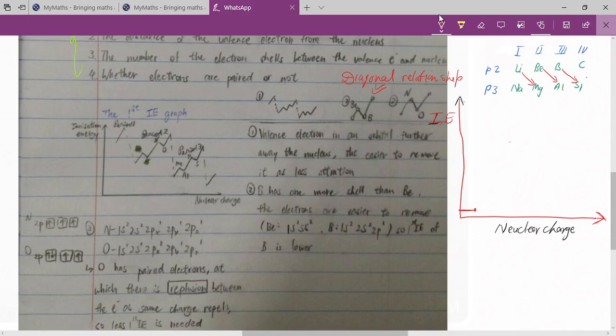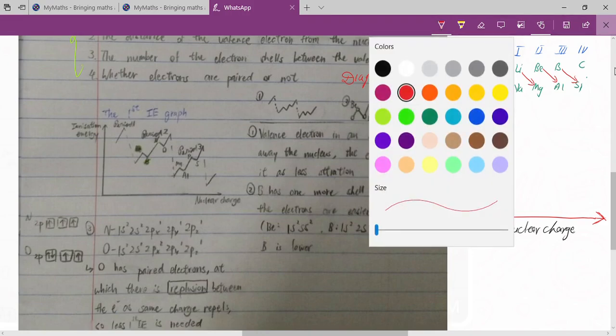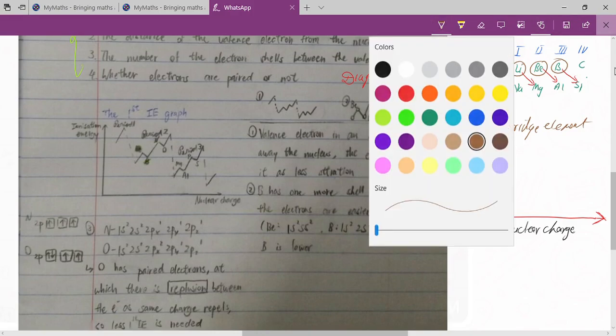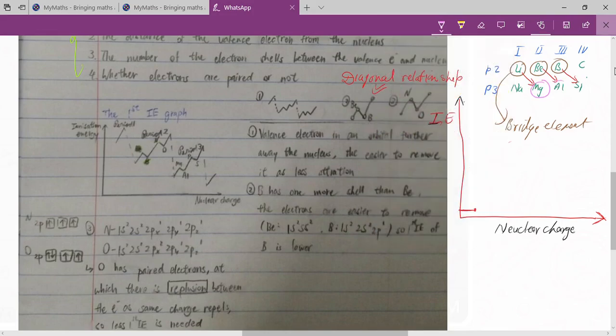So in the second group, the bridge elements are lithium, beryllium and boron. Give me one second, I am choosing another color. Lithium, beryllium and boron, they are bridge elements. And then magnesium, aluminium and silicon, they are typical elements. Typical elements.